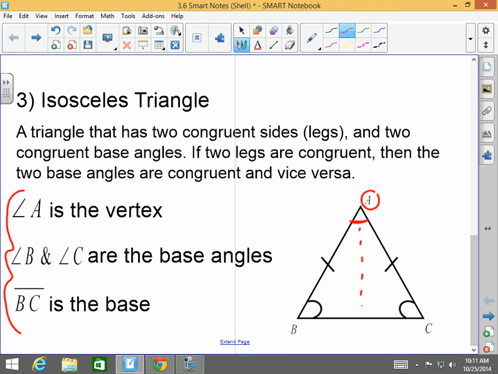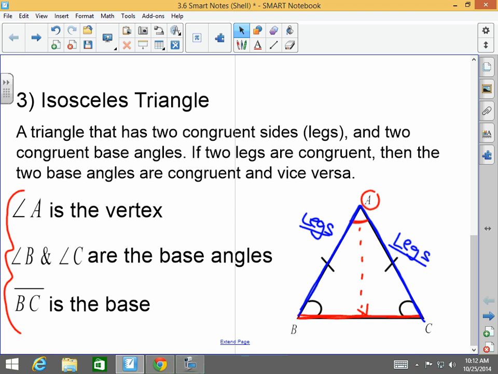A is across from the base, which we'll highlight in red, which is BC. That is the base. How do you know it's the base, Mr. Morrow? Because the legs, which are here in blue, of an isosceles triangle will always be congruent. So that third side that is not congruent to any of the other sides has to be the base. So AB and AC are the legs or sides, but let's go ahead and call them the legs.